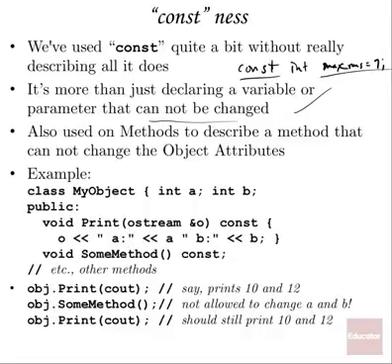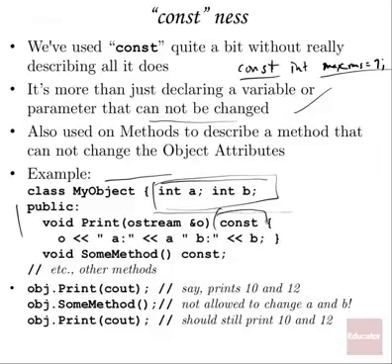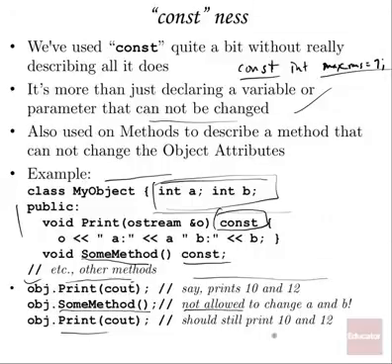So for example, we have a class MyObject, and we have a couple of attributes, integers a and b, and then we have a public method here called print, and it's declared to be const. This says to the compiler, it says to the users, the print is only going to print the variables without changing them. And then we have some other method, it's also const, which is we're not going to change it. Don't worry, you can safely call this method without changing state. So if we print to cout this particular object, it prints 10 and 12. We call some other method, it's not allowed to change a and b. So if we print again, we should still see 10 and 12.